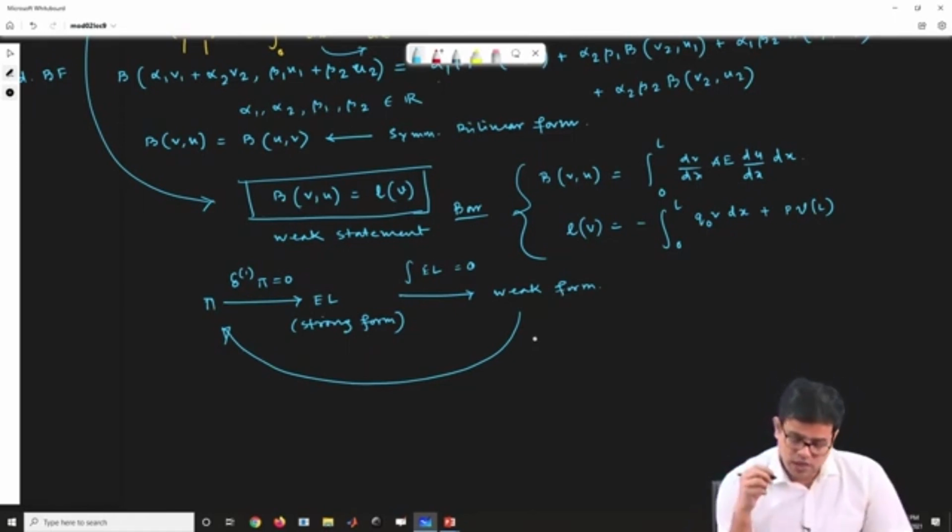So here we stop. In this class we learned the weak form, the strong form, and the different parts of the weak form, that is the bilinear form and the linear form.